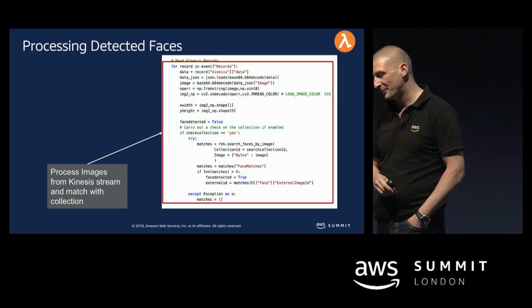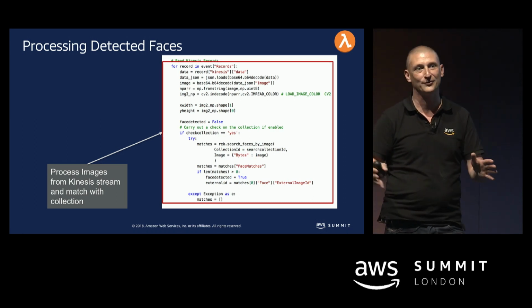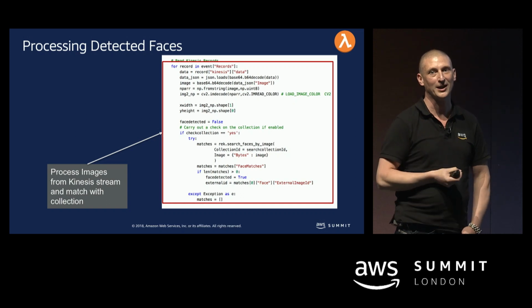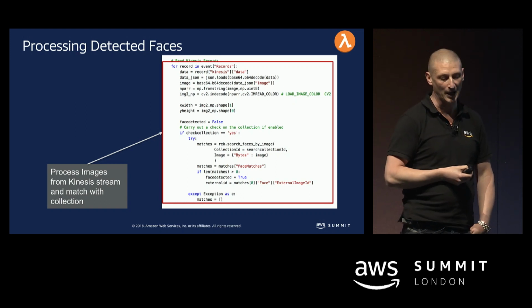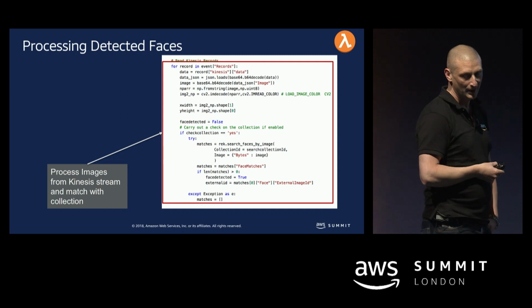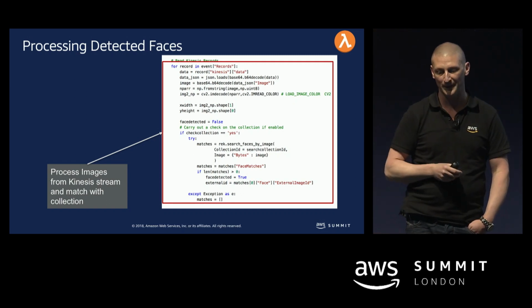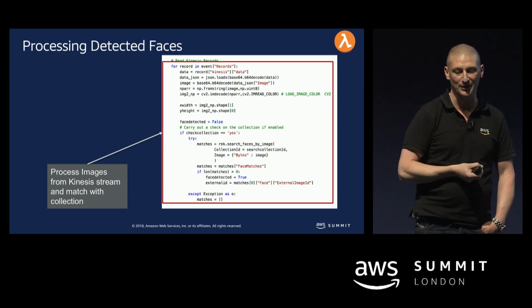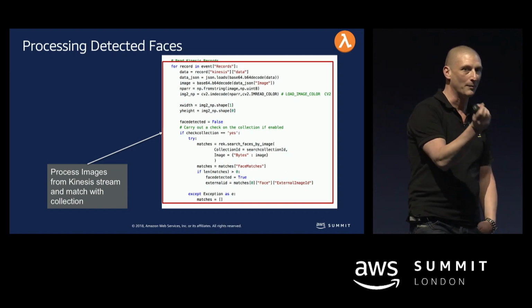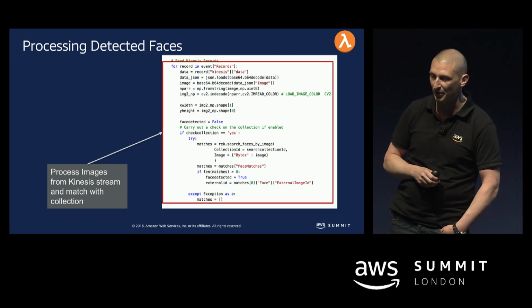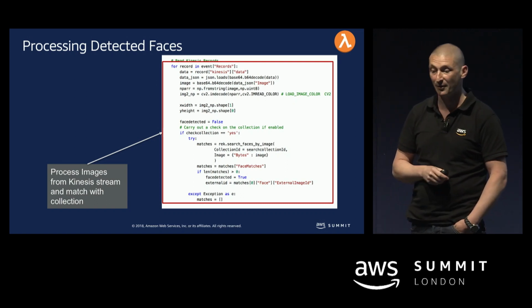So I'm now in a position where I have a set of images stored in S3. I have a set of metadata, which I've stored in DynamoDB. And I have a recognition image collection, all of which are joined together. So now I can process those images from the stream. So I'm putting the cropped images onto my Kinesis stream. And what I'm doing now is just actually taking them off the stream.